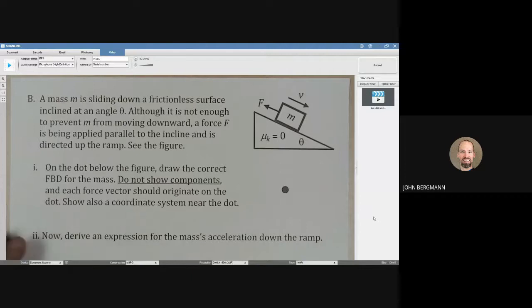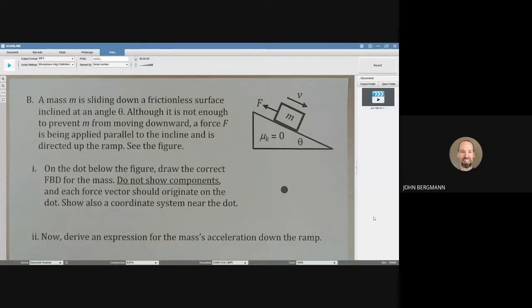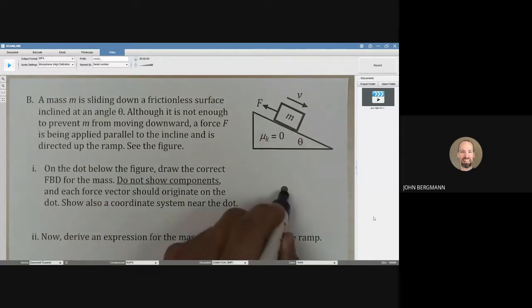Draw a correct free body diagram. Do not show components. This is an important point. If you are going to take the College Board's National AP Physics exam, you cannot show components on a free body diagram, no matter what your first-year physics teacher might have taught you. We want to make sure that each force vector also originates on the dot.